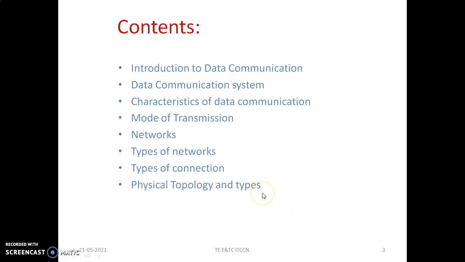Now, in this session, we'll be studying these contents. We'll start with introduction to data communication, then moving towards the data communication system. What are the components of the data communication system? Then desired characteristics of any data communication. Then in the form of data flow, how the data flows, so that we learn under the modes of transmission. Then what are the different types of networks based upon different criteria, how can we classify the networks, different types of connections, and physical topology and its types.